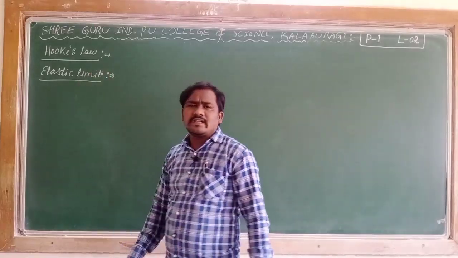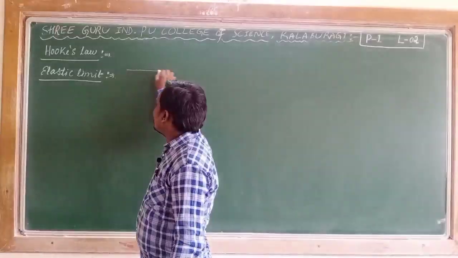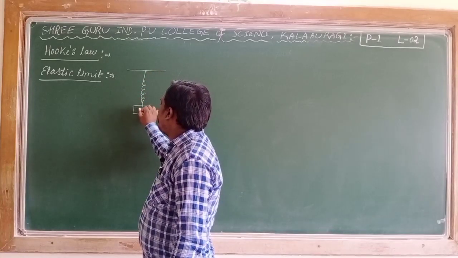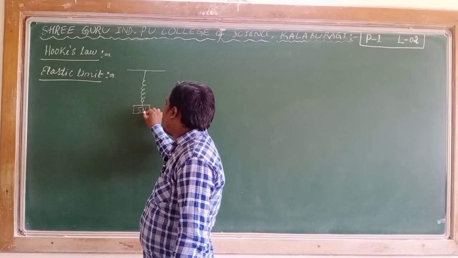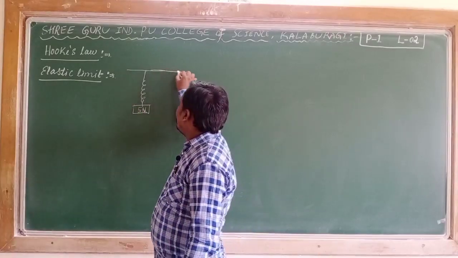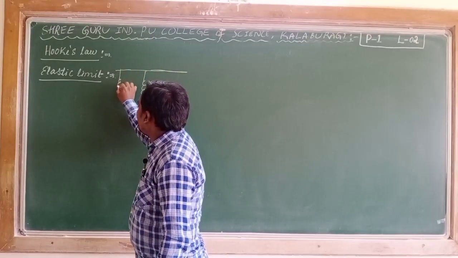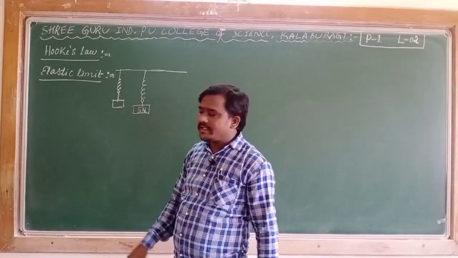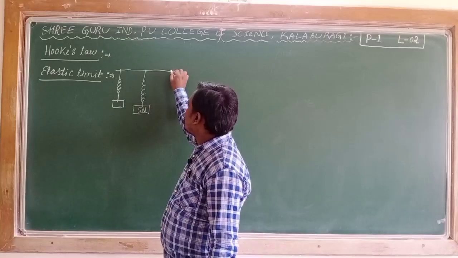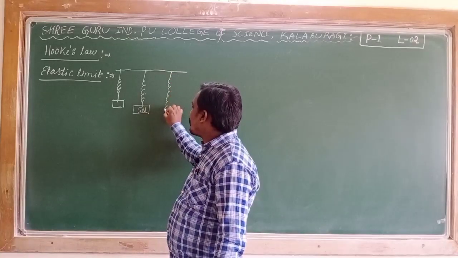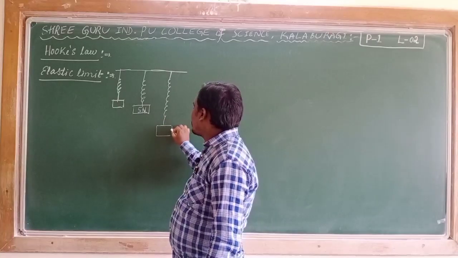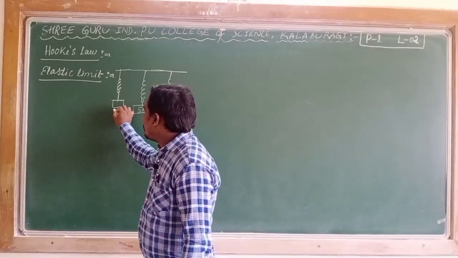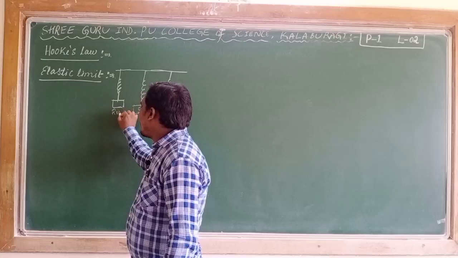What is this elastic limit? Let us consider a spring. Initially we applied a force of 5 Newton. Initially it is at rest, at equilibrium. After applying 5 Newton, the length of the spring is increased. Now I am going to increase the force. Here I applied a force of 10 Newton. Here it is at rest or at equilibrium.